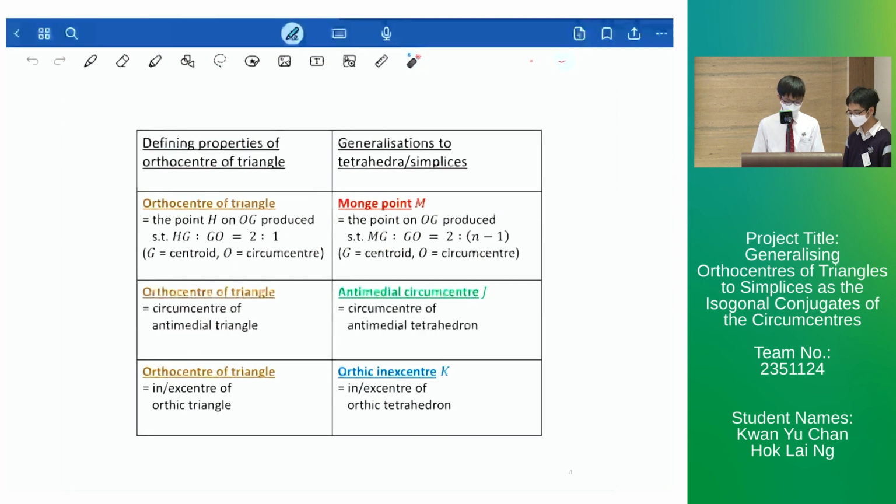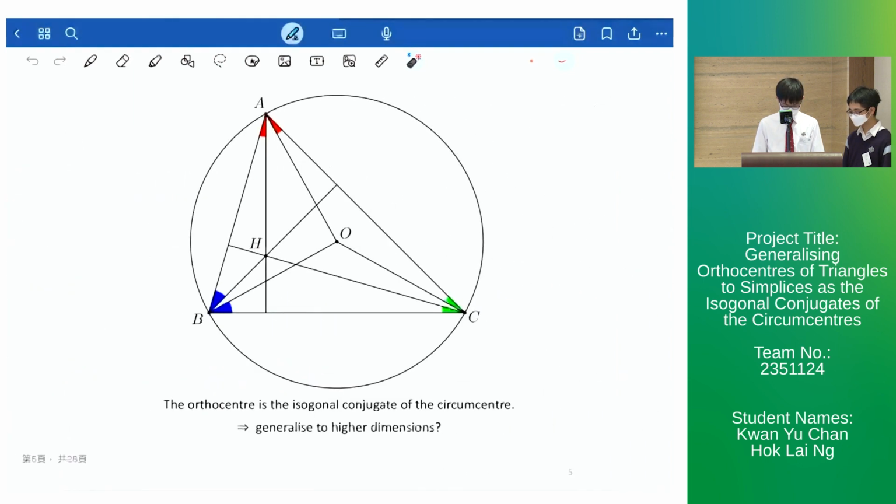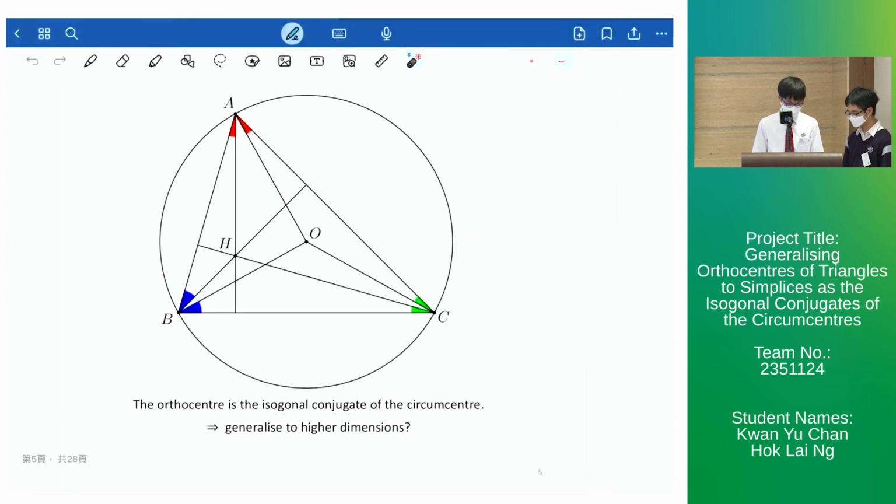Our focus is on the following defining property. The orthocenter H of a triangle is the isogonal conjugate of the circumcenter O of the triangle, which means that O and H incline equally from the sides of the triangle. The next slide shows the classical definition of isogonal conjugation in a triangle.